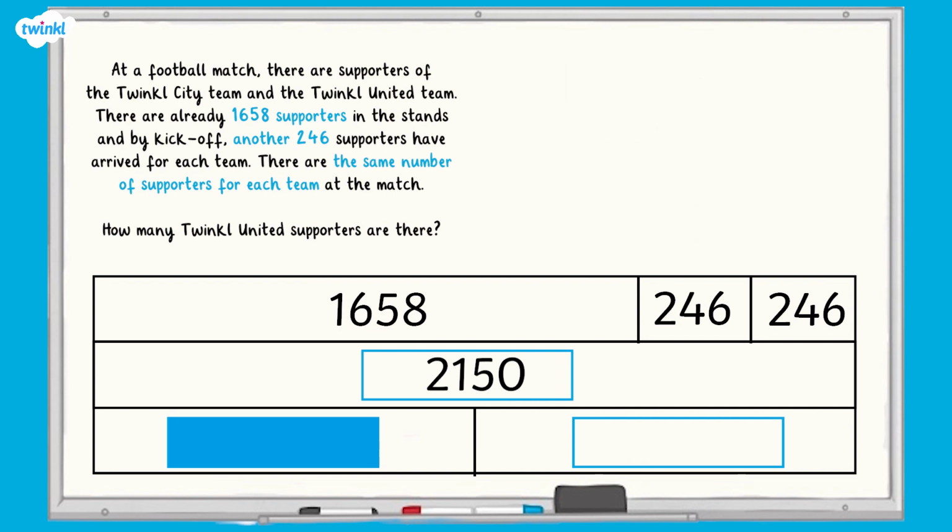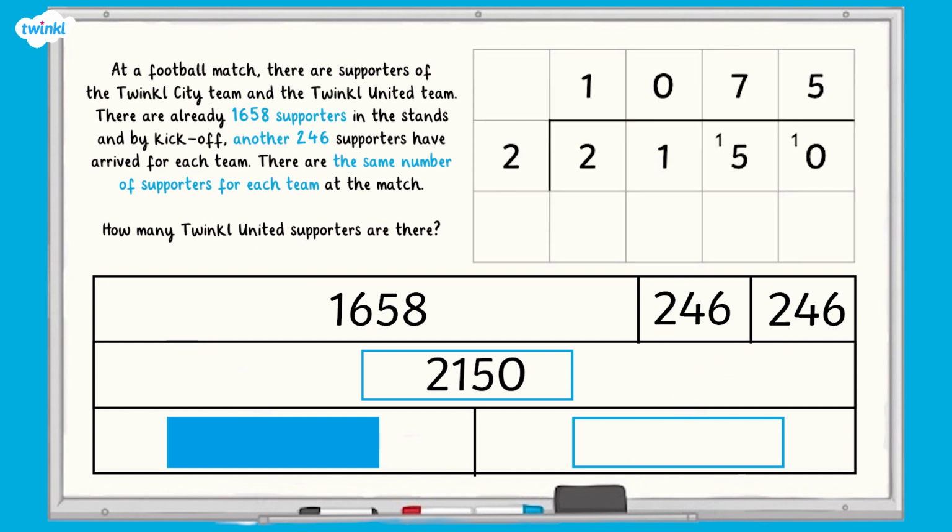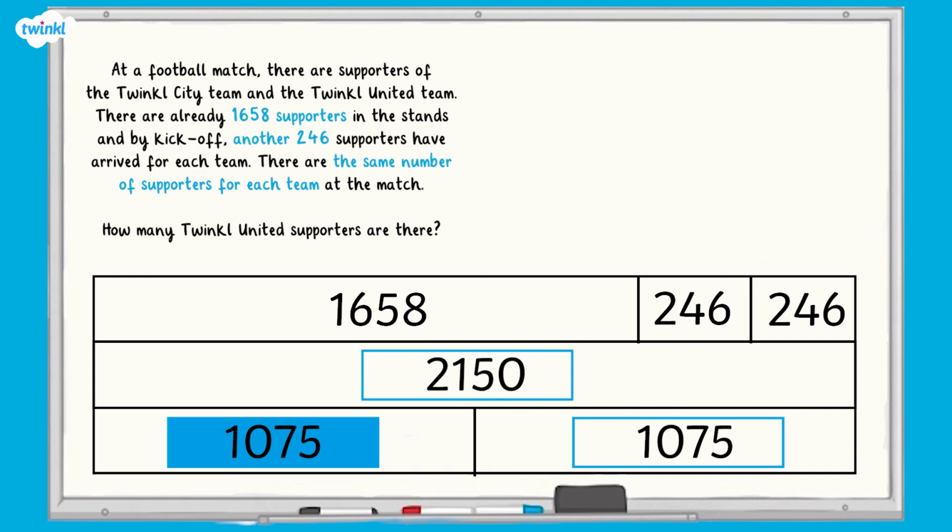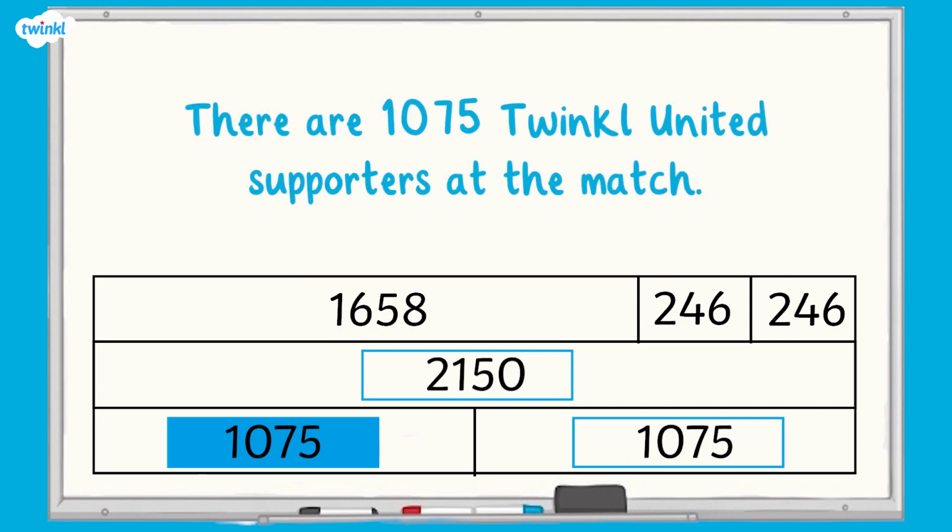Next, we need to divide the total number of supporters by 2 to calculate how many supporters there are of each team. So we do 2,150 divided by 2. Now we can complete our bar model with 1,075 supporters for each team. The highlighted section gives us our answer. So there are 1,075 Twinkl United supporters at the match.